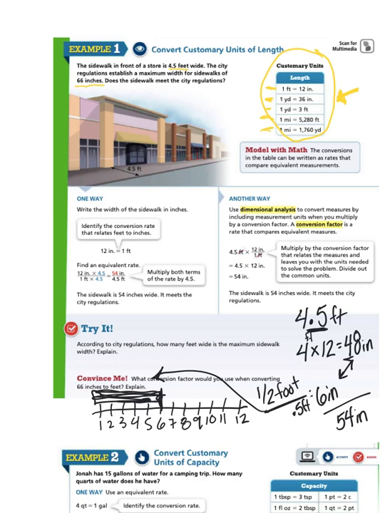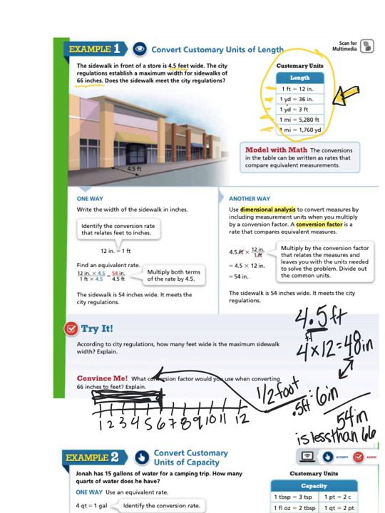So, does the sidewalk fit into the city regulations? Yes, it does, because 54 inches is less than 66, which is the regulation. So yes, this fits. So you have to think of a way you're going to multiply, divide, add, or subtract in order to convert different customary units. And again, we're talking feet, inches, yards, miles, all of those things.